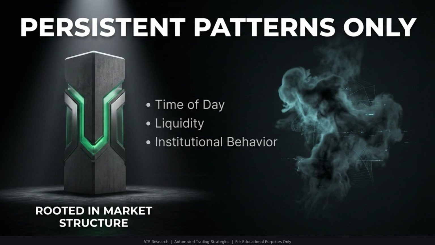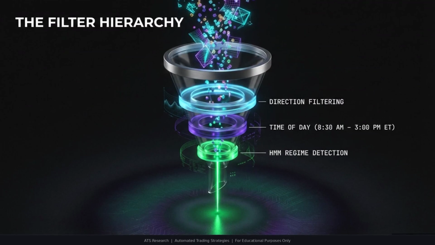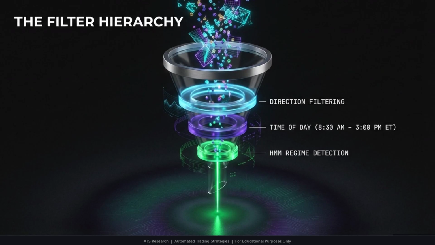Because the people and the institutions trading at 9:30 a.m. are fundamentally different from the ones trading at 2 a.m. in the morning. That is a structural, persistent difference, 100%. So for the enhanced version, we built a filter hierarchy. We prioritize time of day, but the real heavy lifter here is the HMM regime detection.